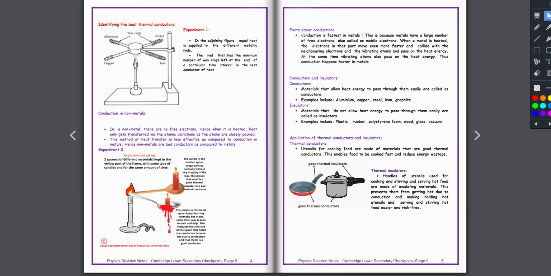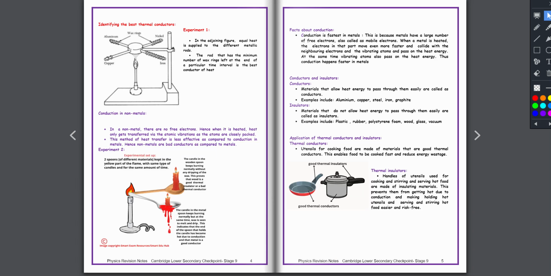And some little wax is fixed at the ends of the four metal rods. So when heat energy is supplied, obviously conduction will take place. Heat will travel from the center where the heat is being supplied. It will move towards the edges. Now, wherever there is the least amount of wax remaining, because heat is going to melt the wax, the moment the edges become hotter, the wax is going to melt.